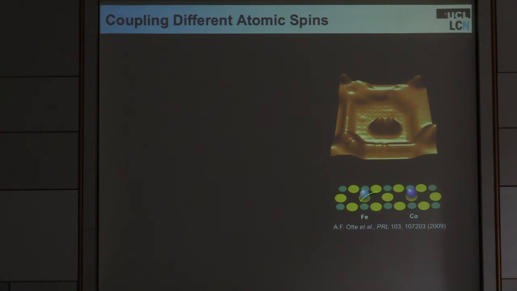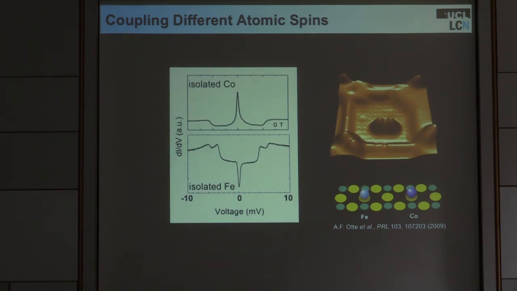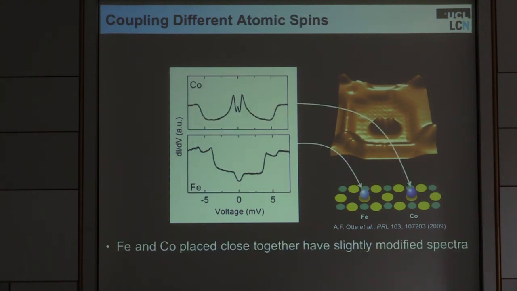So this is a pair of atoms that are now not the same but are different, and they're no longer spaced in adjacent copper sites. They're separated by two hollow sites. Indeed, the STM image already tells you something is different because now you can actually see the two atoms separately. Why is that interesting? So here is what you would expect if you just looked at an isolated cobalt atom and an isolated iron atom. These are the spectra we've seen up till now. When you put the two of them close to each other, however, you see the spectrum changes quite a bit.